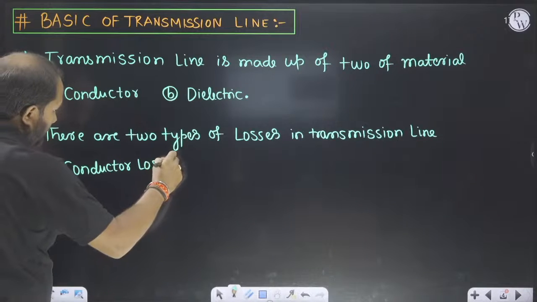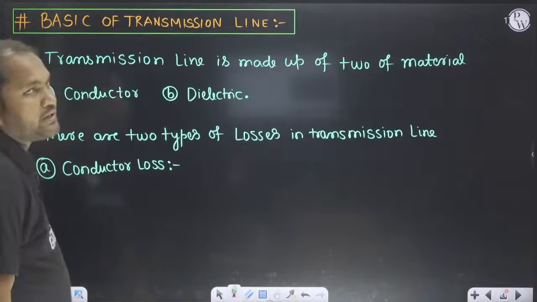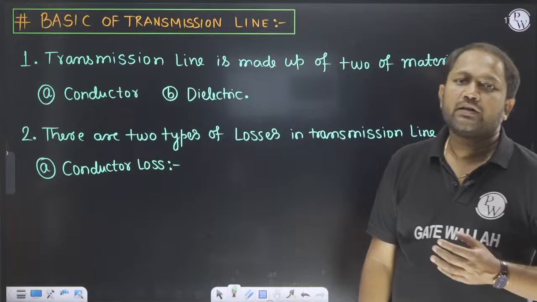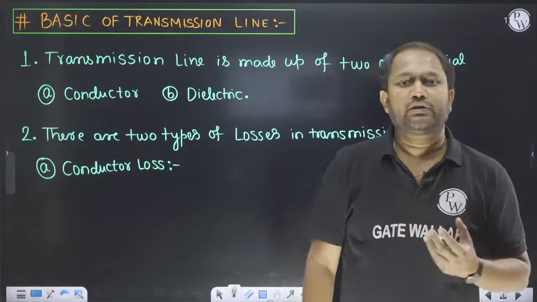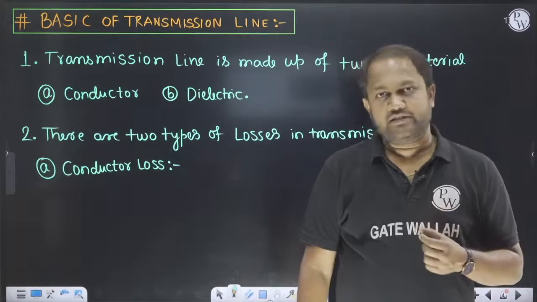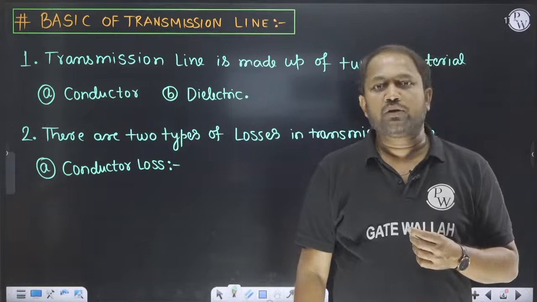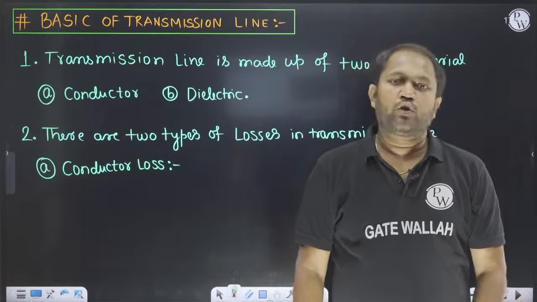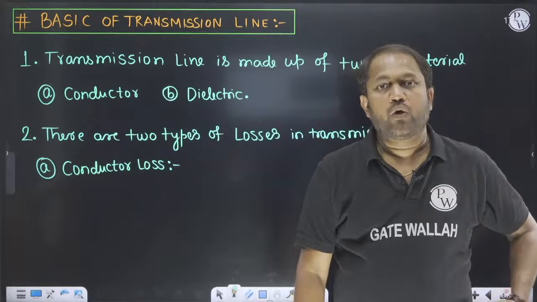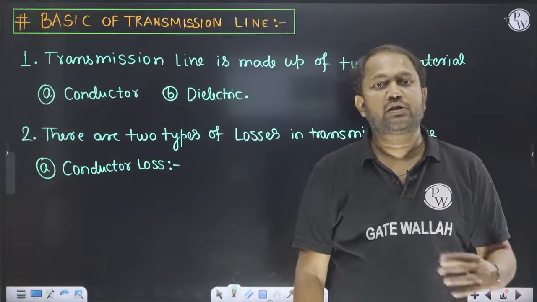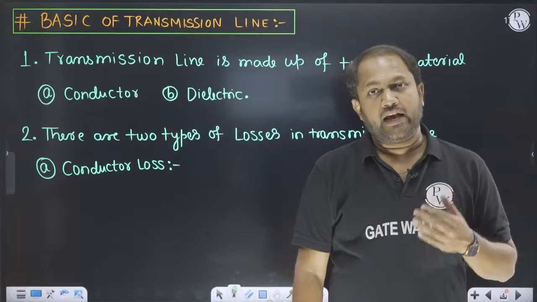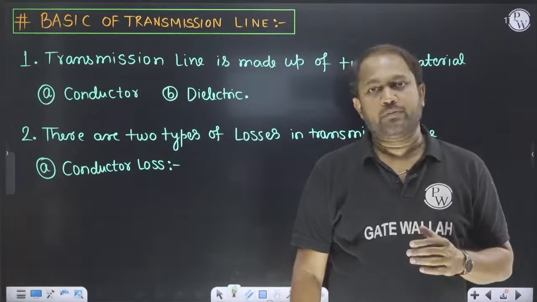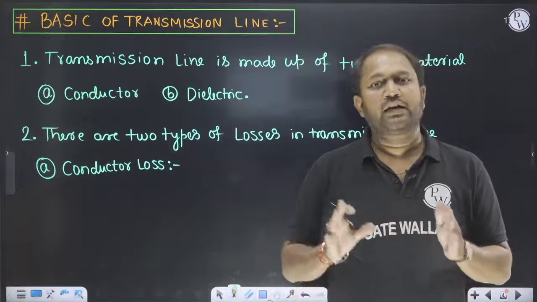How will it be? As we know, in electromagnetic field theory the resistance is the surface resistance, and in network theory there is a DC resistance. The DC resistance formula is rho L by A, and the surface resistance formula is under root omega mu upon 2 sigma. So at high frequency, surface resistance or AC resistance will be present, and at low frequency, that means in network theory, the DC resistance will be present. You have to analyze accordingly.